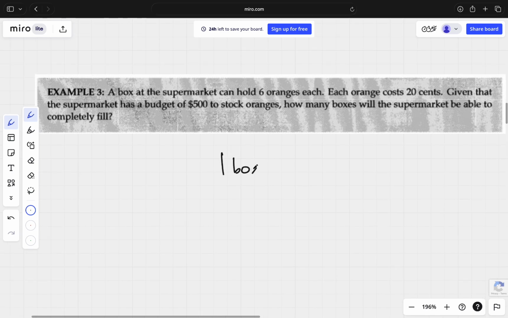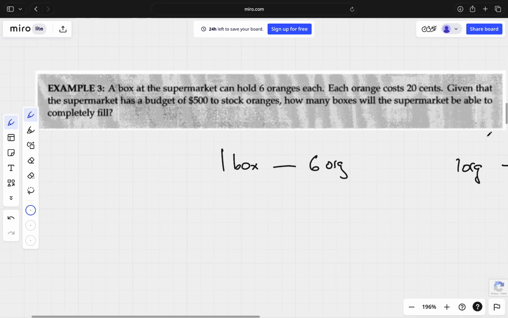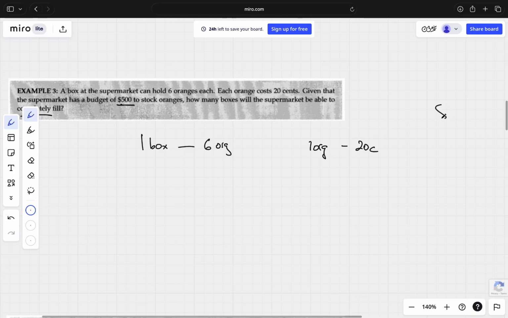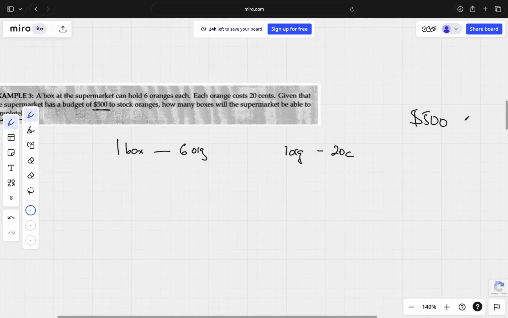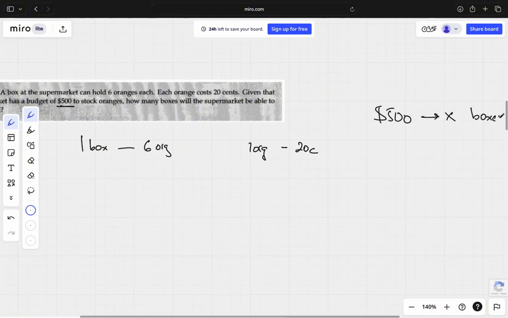Example 3, it says a box at the supermarket can hold 6 oranges each. So one box can hold 6 oranges. Each orange costs 20 cents, so one orange costs 20 cents. Given that the supermarket has a budget of $500, how many boxes will the supermarket be able to completely fill? So we have $500, and we need to know how many boxes we can have.